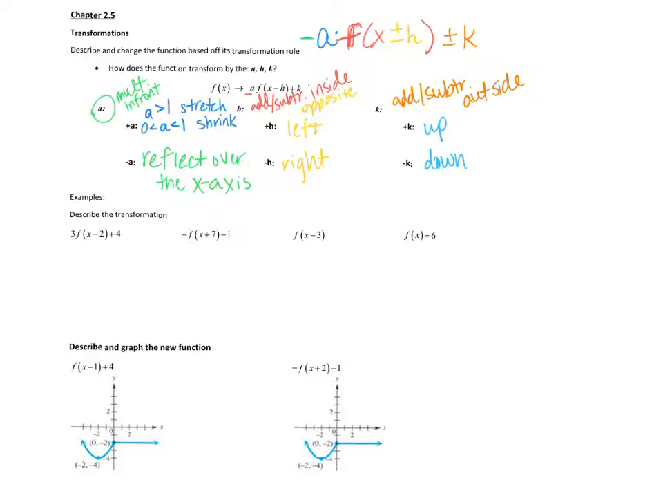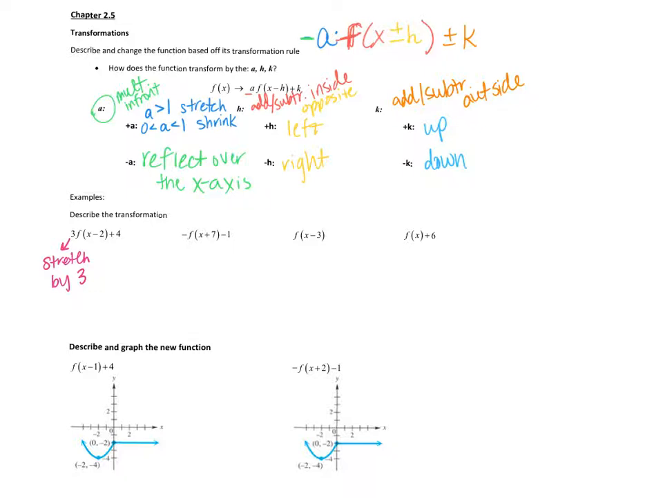So let's look at a couple of examples here. Looking at this first example, I see that I've got a number on the outside. A number on the outside is going to be our a. So the question is, is it positive or negative? It's positive. Is it greater than 1? So this is going to stretch the function by 3. It's going to be 3 times larger, right?